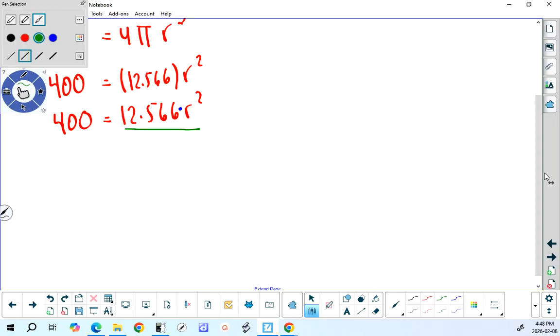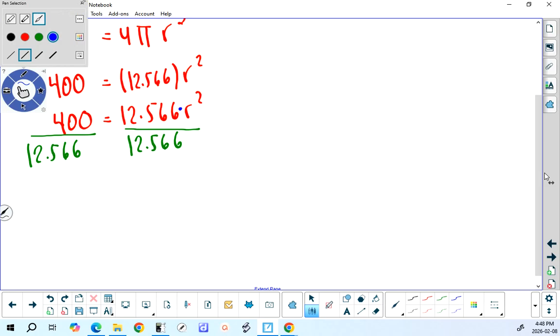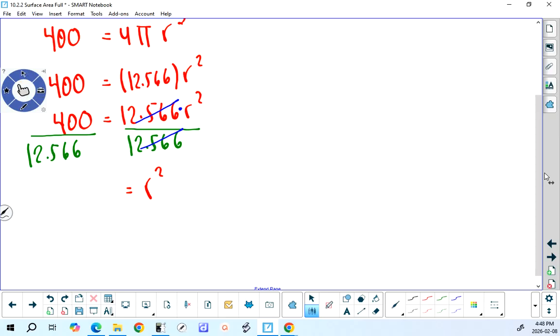We do the opposite. We divide both sides by 12.566. And what's going to happen on the right side is these will cancel, and I'll be left with R squared. So R squared will be equal to 400 over 12.566.